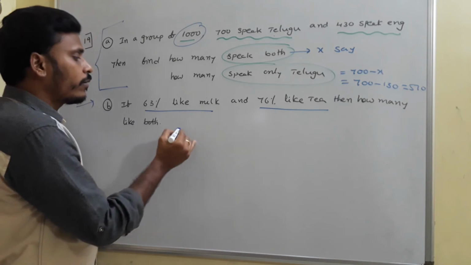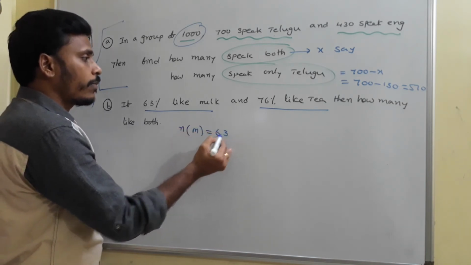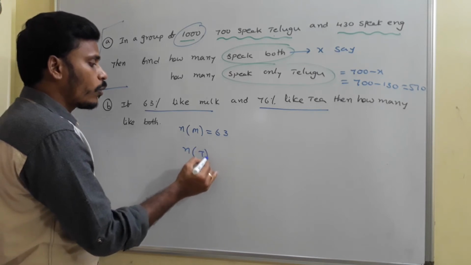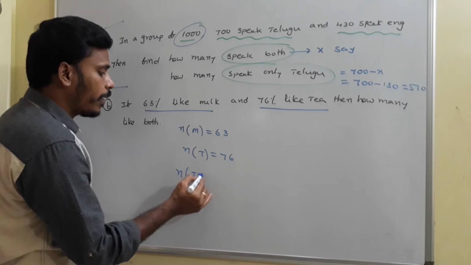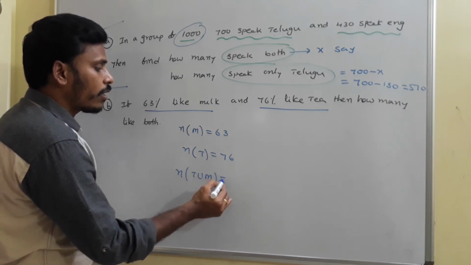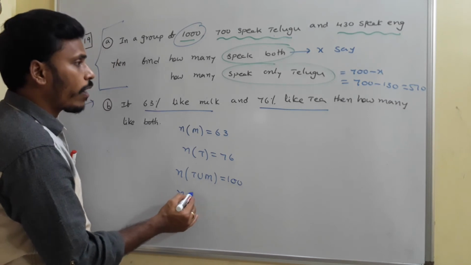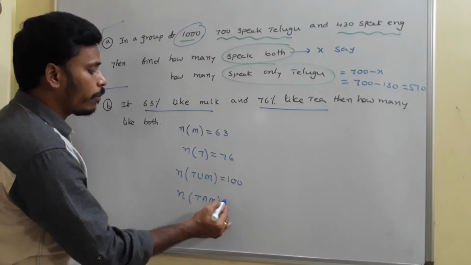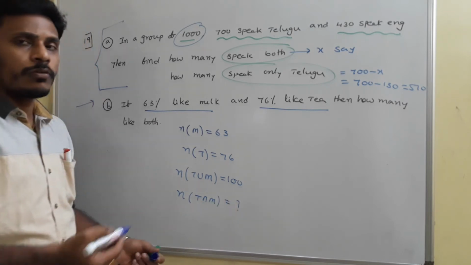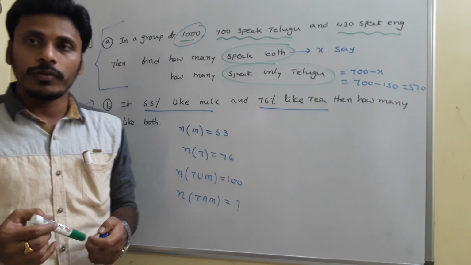So at the end, you need to take n of M equals 63 and n of T equals 76, and n of T union M, either taking milk or taking tea, that union is 100 here. The question is to find how many like both. How many persons will like both tea and milk? That's what we need to find. So again, we have two choices. Either you may go with the formula or you may go with the Venn diagram.